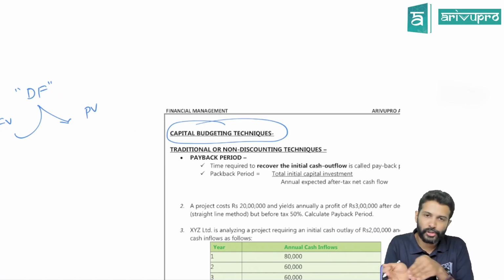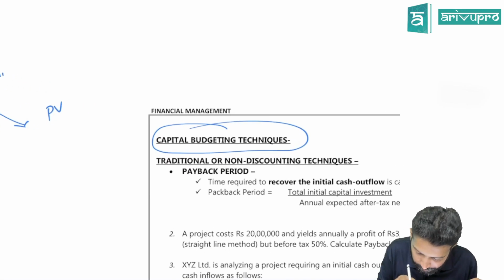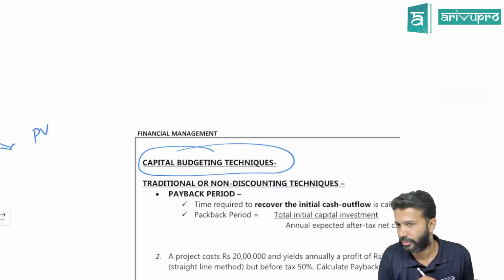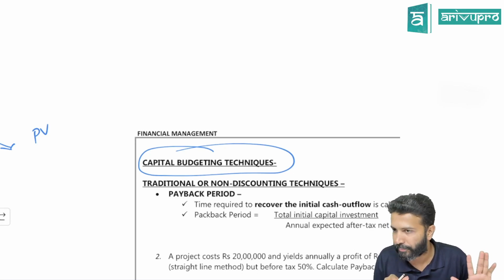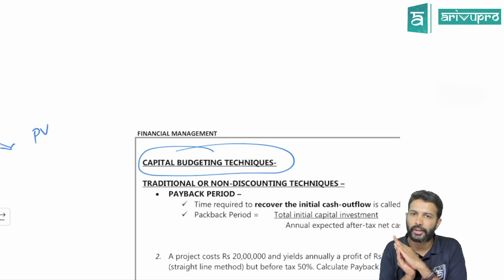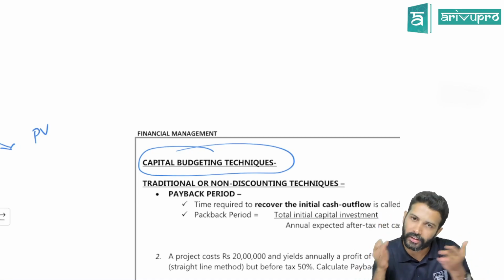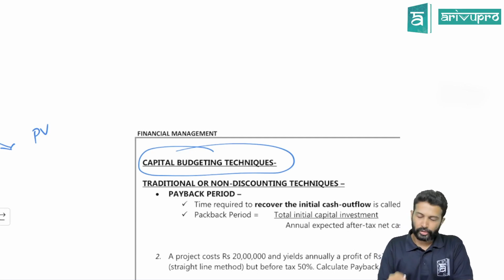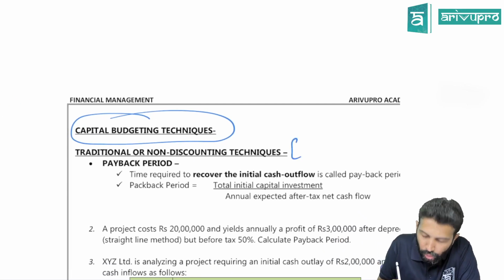The techniques which use the time value of money concept, we call them discounting techniques. But now we are studying non-discounting techniques, meaning they don't give a damn about the time value of money. That discount factor is blatantly ignored in these sorts of techniques. In fact, that is one of the disadvantages of these methods also. Are we okay? Alright.